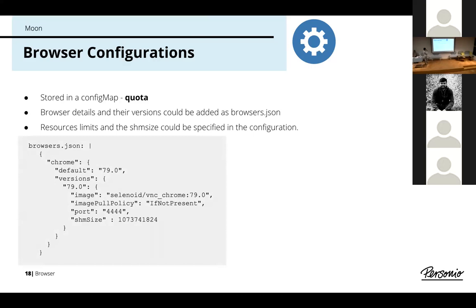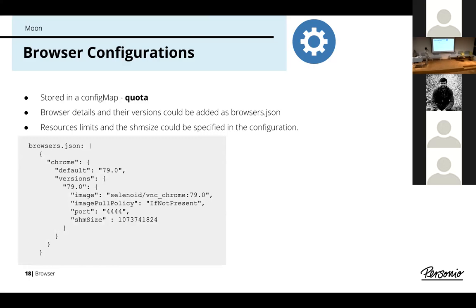And this is how a simple browser config map will look like. I mean, it's not the full file, but only the data part of the config map. So you can see I have mentioned the browser.json here, and there's only one browser, that is Chrome, and only one version, 79.0. Then you have to specify from where to pull the image from. So currently I'm pulling from the Docker Hub repo. It's selenoid/vnc_chrome. You can also put this image in your private repository and use the URL here. That's possible. And you can give the image pull policy.